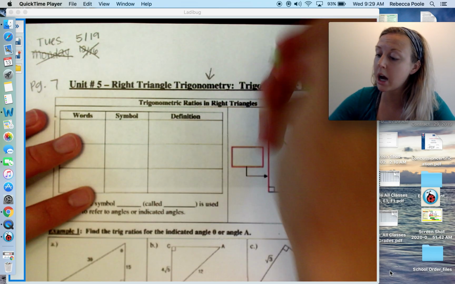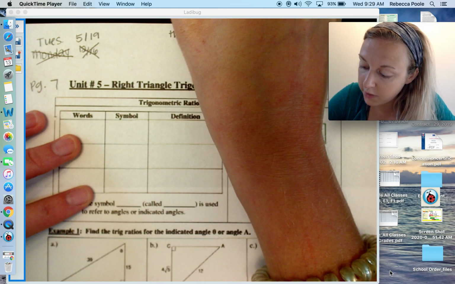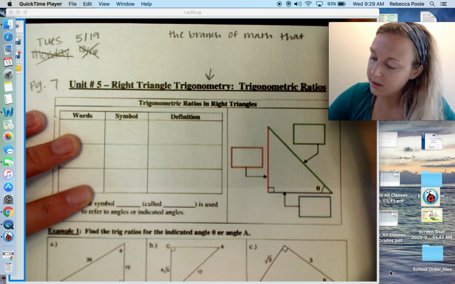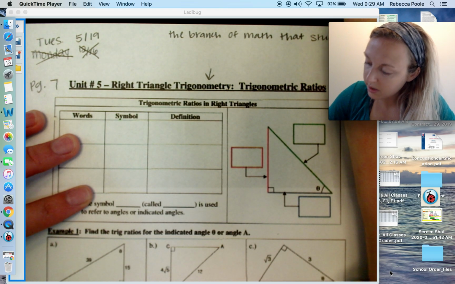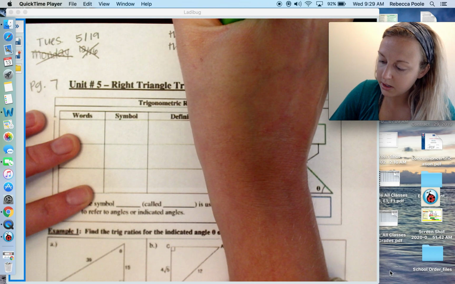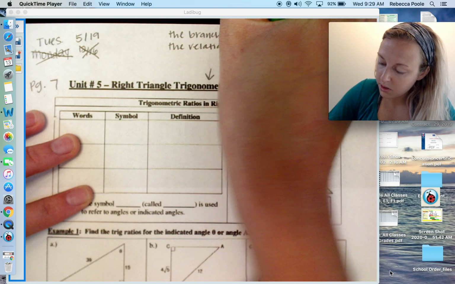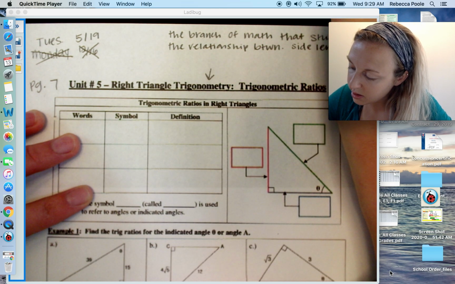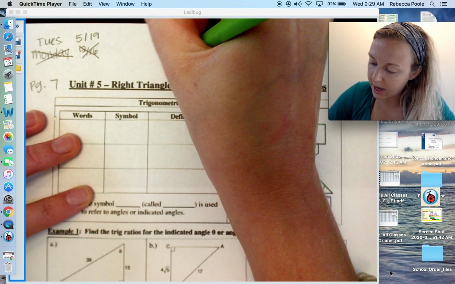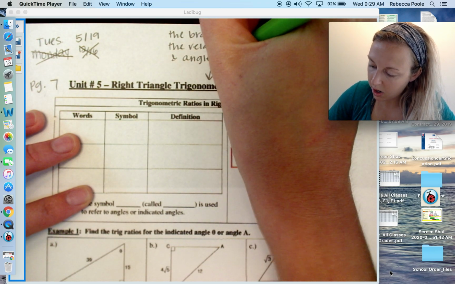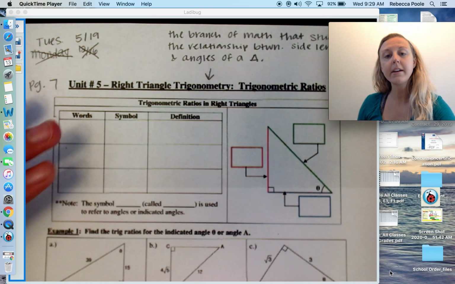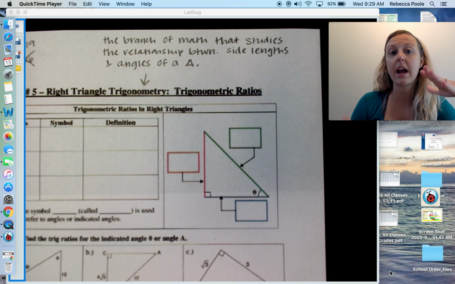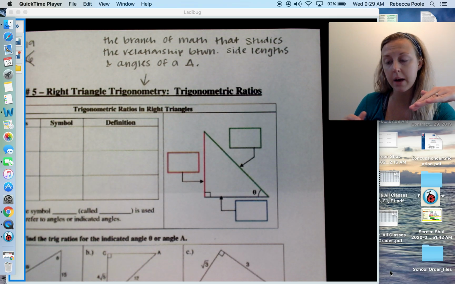So trigonometry is just the branch of math that studies the relationship between, I'm going to abbreviate, side lengths and angles of a triangle. Okay? So we are talking about the relationship between different sides and different angles in a triangle. Okay, that's all trigonometry is.